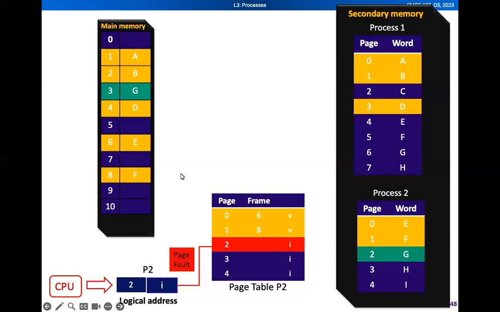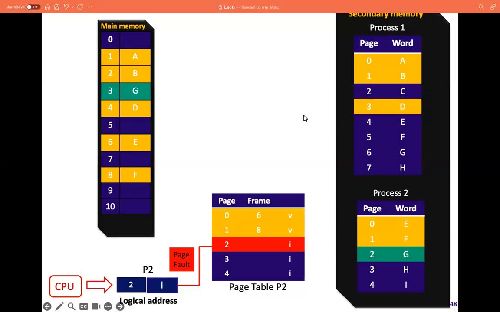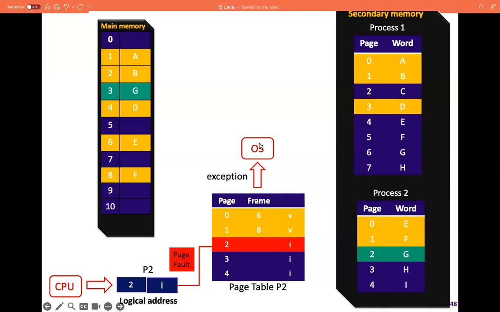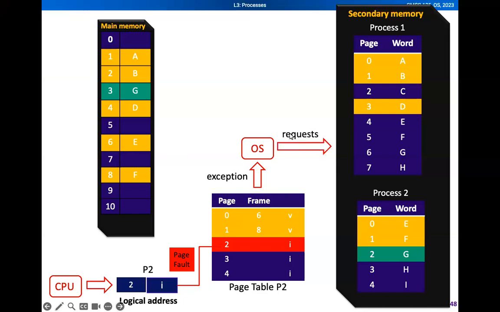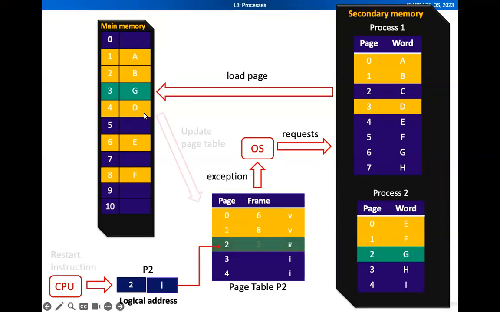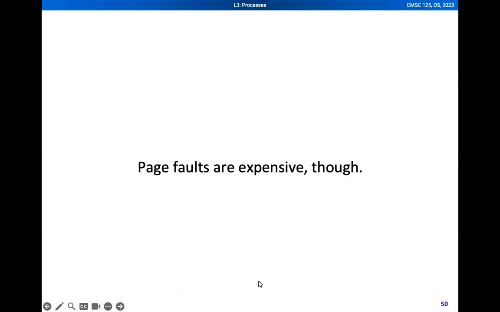So hi everyone. In the last video, we discussed demand paging. Assuming that the CPU tries to access a page, let's say page 2 of process 2, that is not loaded into the main memory, as you can see the bit is invalid, then a page fault happens. So what happens is the control is transferred to the OS to request the desired page from the secondary memory, load it into the main memory, update the page table, and restart the instruction.